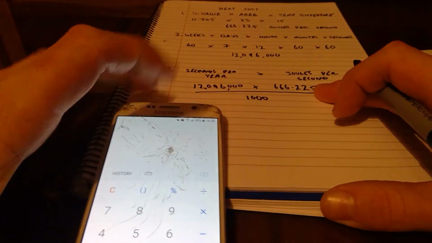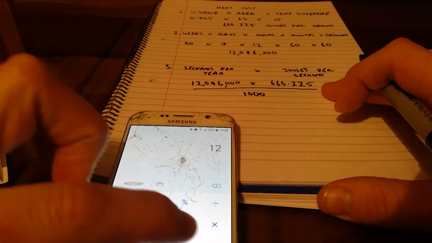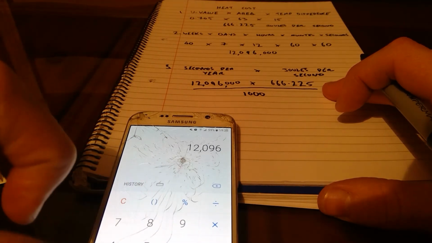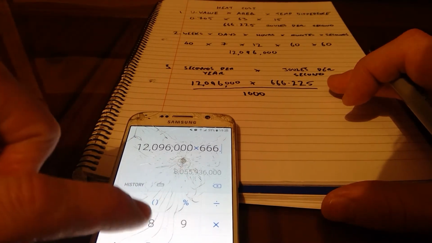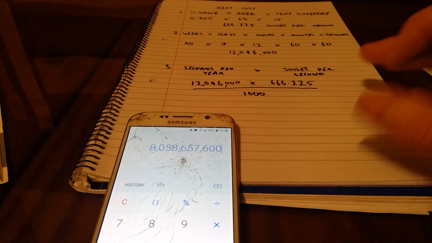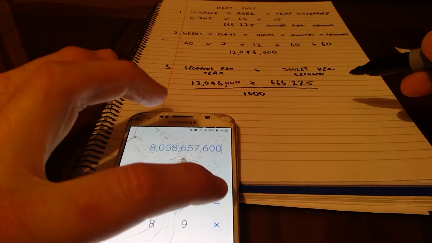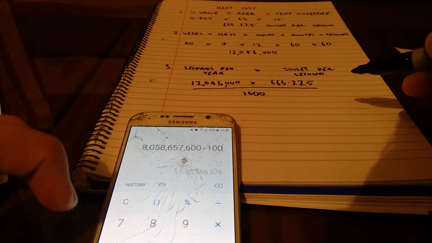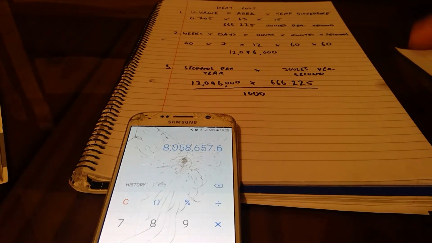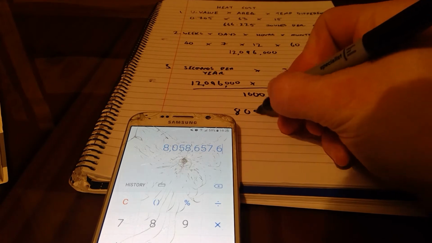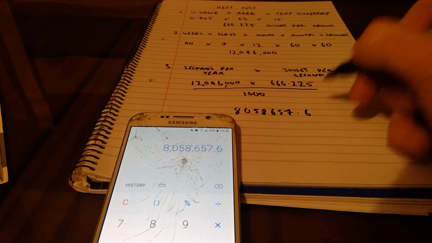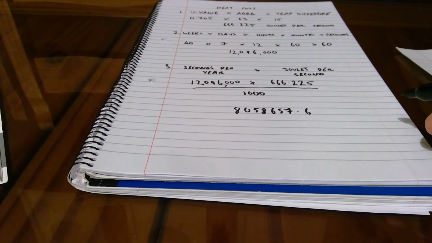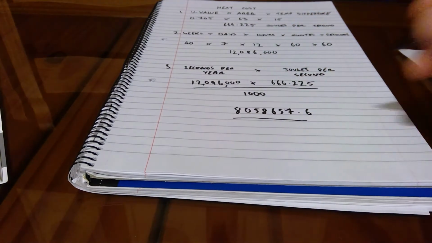We'll take the calculator. It is 12,096,000 multiplied by 666.225, and that gives us that there. Again, a massive number, but then we can just divide that by 1000, and that gives us 8,058,657.6. And because there's only one decimal point, we'll include that. It's not going to make a massive difference whether you do or whether you don't. You'll still get your marks. Okay, that there gives us kilojoules.